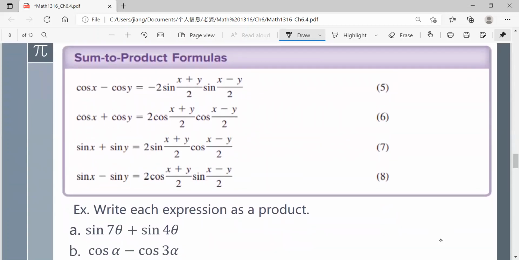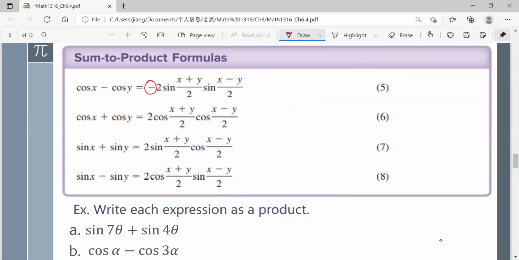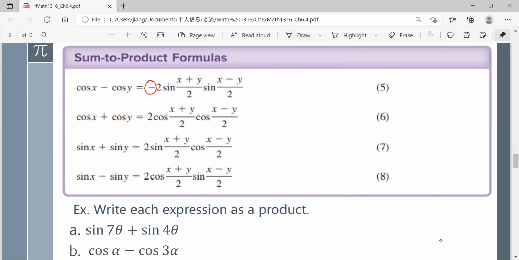Okay, be careful here. Only this formula has a negative sign. And the other formulas don't have it. Only the first term. That's cosine x minus cosine y equals negative 2 times sine of x plus y over 2 and sine of x minus y over 2.